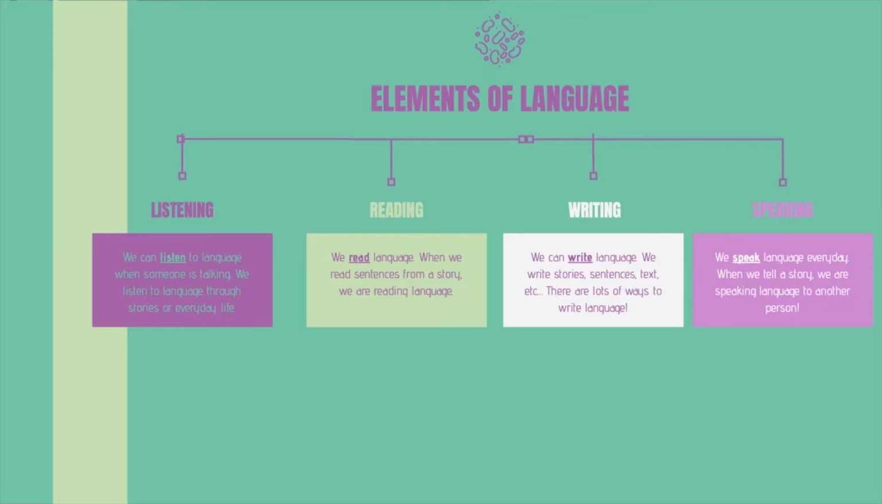The third element of language is writing. We can write languages. We can write stories, sentences, texts, and more. There are lots of ways to write language. The fourth and final element of language is speaking. We speak language every day. When we tell a story, we are speaking language to another person. Now that we know the elements of language, let's have Dr. Language guide us through some fun experiments.